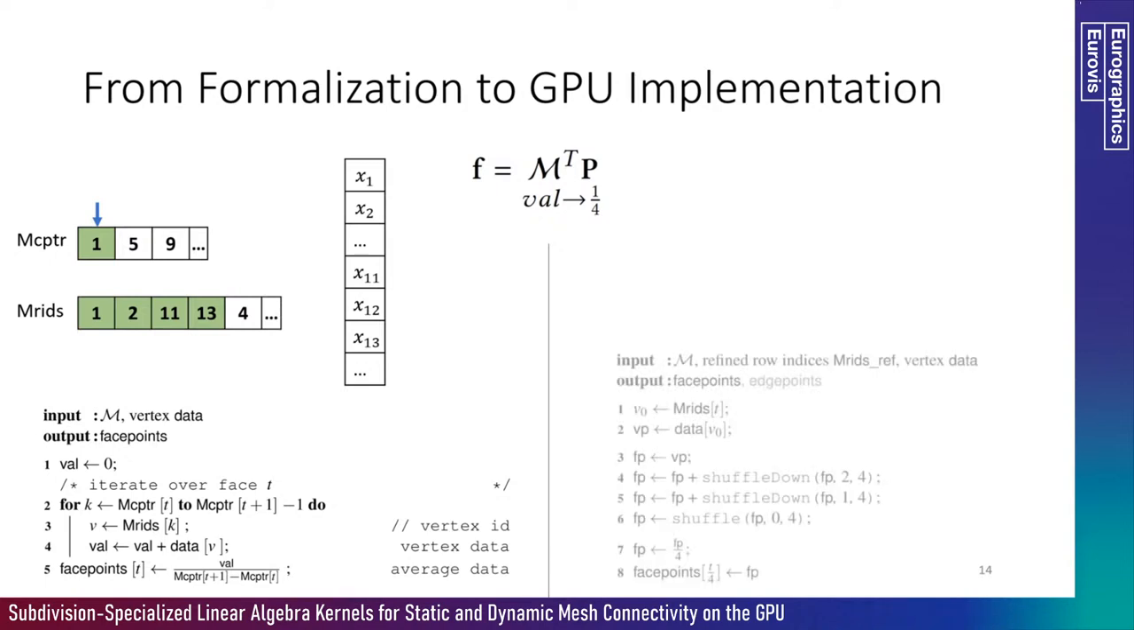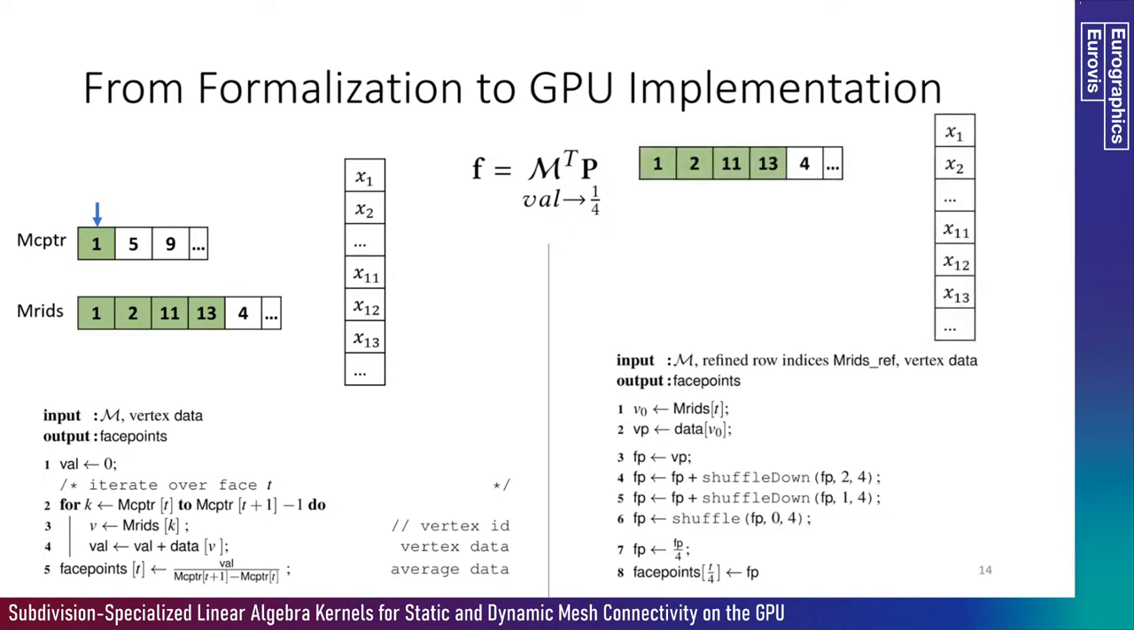But we actually know a bit more about the underlying data. First, the fact that each column has exactly four entries renders the column pointer obsolete. Therefore, we can assign one thread to each row index. Four consecutive threads work together to compute a single face point.